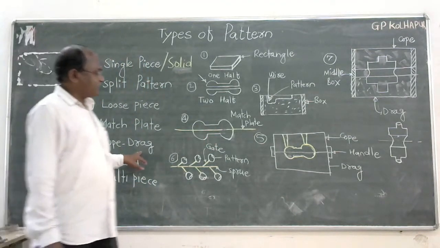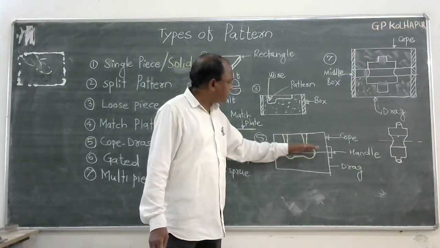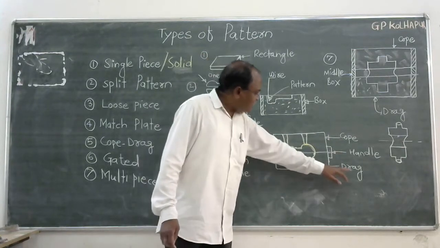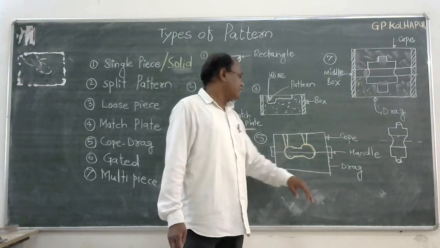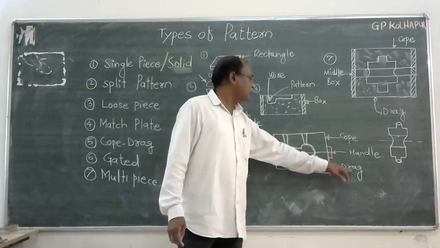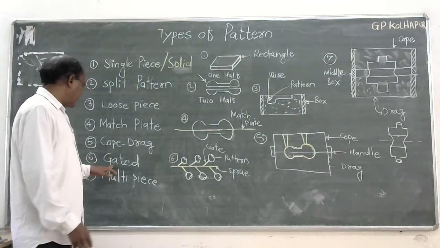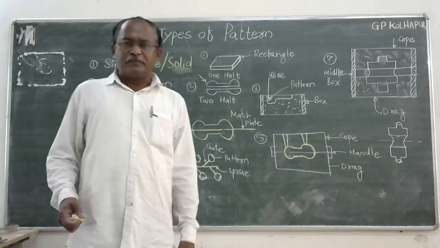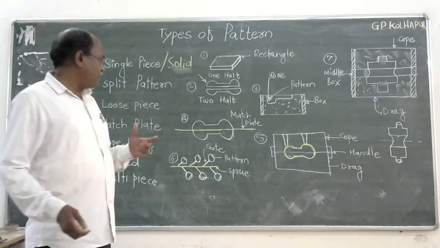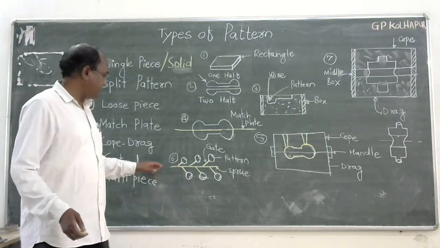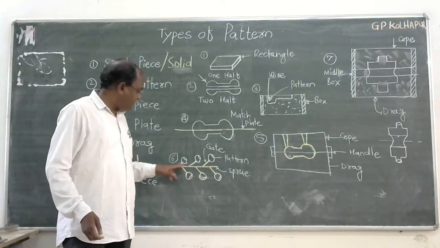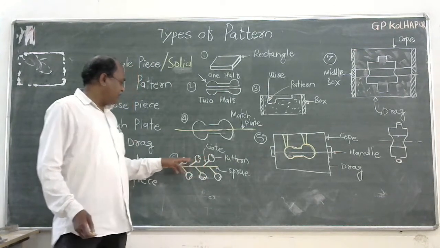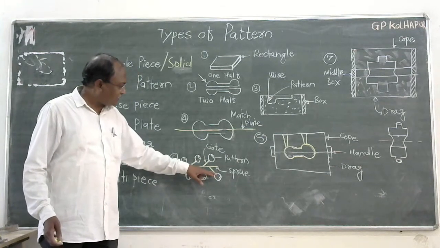Cope and drag pattern. One half of the pattern is in the cope box, and the other half of the pattern is in the drag box. That's why this pattern is called the cope and drag pattern. Gated pattern. If you are going to produce a large quantity of parts, you go for the gated pattern. Gated pattern means this is the sprue, these are the various gates, and these are the patterns. Those are soldered here. So a number of patterns are soldered on the gate.